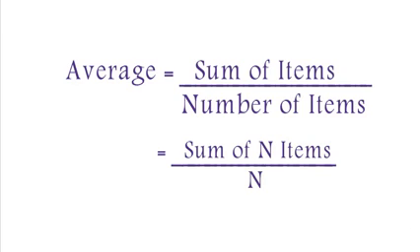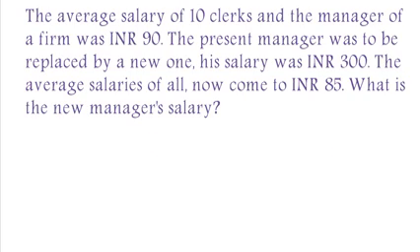Okay, so now let's look at an example. The average salary of 10 clerks and the manager of a firm was 90 Indian rupees. The present manager was to be replaced by a new one, and the salary of the present manager was 300 Indian rupees. The average salaries of all now come to 85 Indian rupees. What is the new manager's salary?